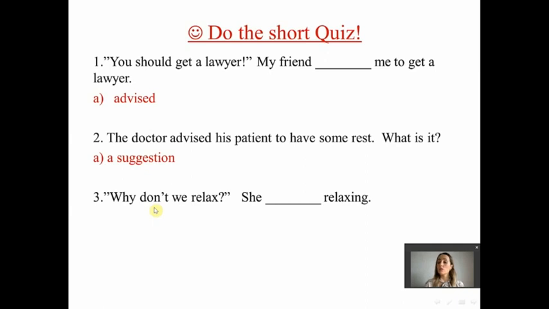The third example. Why don't we relax? She blank relaxing. Similar to the first example. What is the most appropriate verb here? Yes, I'm sure you know this. Suggested, yes, that's right, because it's a sort of suggestion or advice. Why don't we relax? She suggested relaxing.